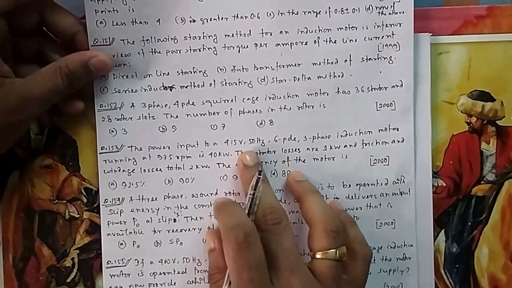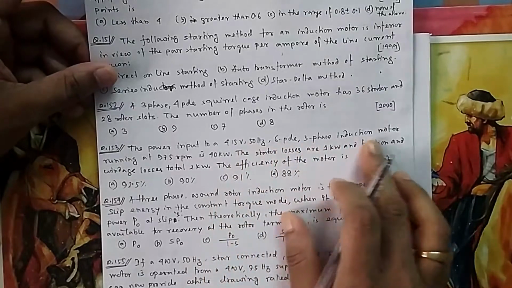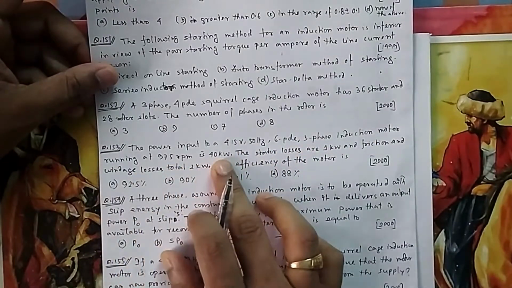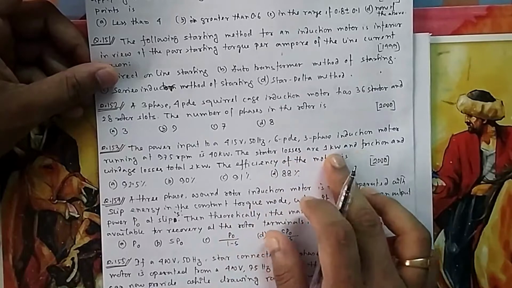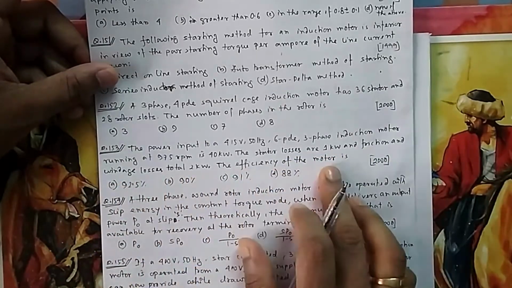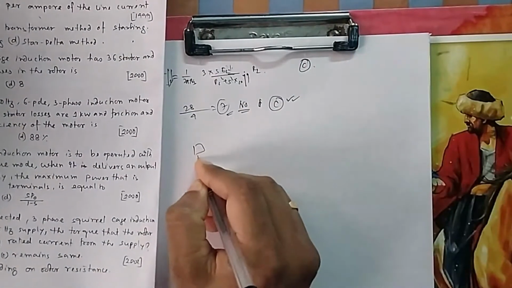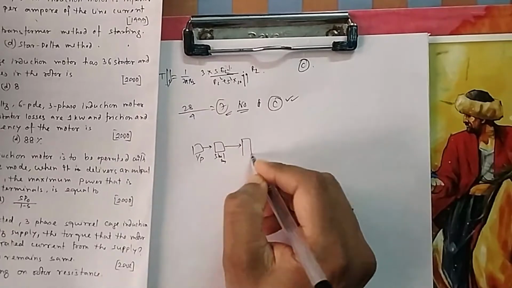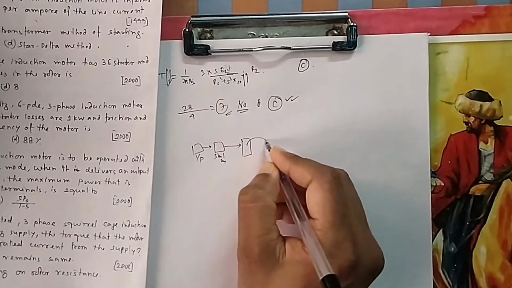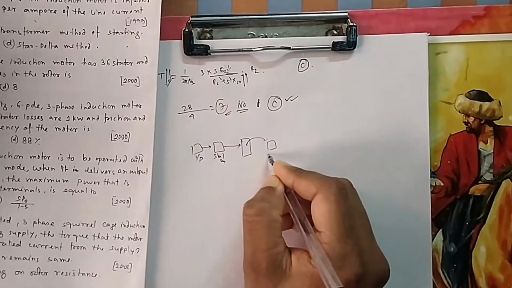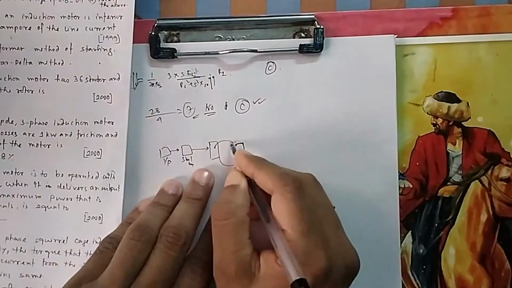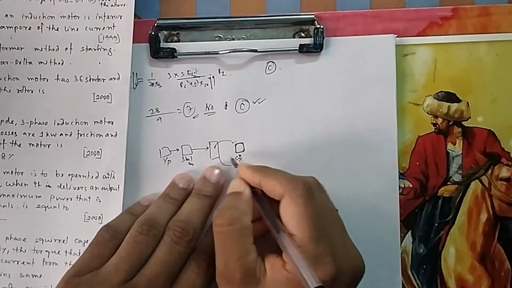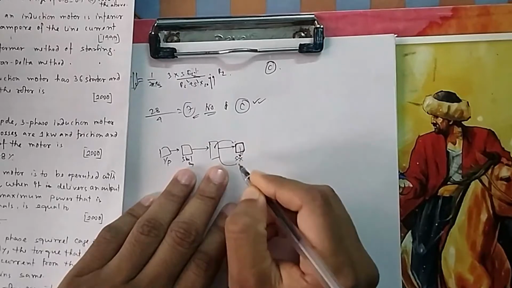Next, if you come to 153, the power input of a 400 volt, 50 hertz, 6 pole, 3 phase induction motor running at this much rpm is 40 kilowatts. The stator losses are this, the friction and windage losses are this. Find the efficiency of the motor. Now in case of an induction motor, you must know that whatever input you give, you reduce the stator loss. Whatever power you transmit through the air gap, from that there will be rotor loss, that is S times this input. So whatever power flows through this, the rotor loss is S times this, and that much loss will again be taken out.